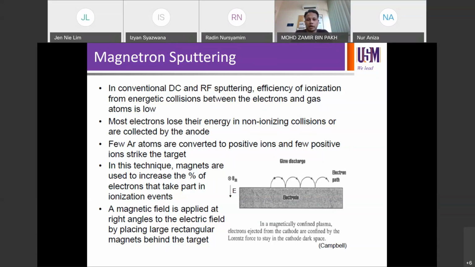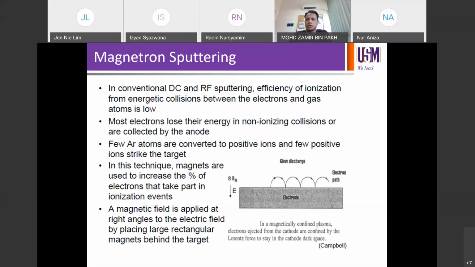In conventional DC and RF sputtering, the efficiency of ionization of the argon in the plasma is usually low. If the ionization is low, that means the sputtering rate will be low as well, which translates into a low deposition rate. So in order for us to enhance the deposition rate or the sputtering rate during the process, we can use a hardware that we call a magnetron. So what is a magnetron?